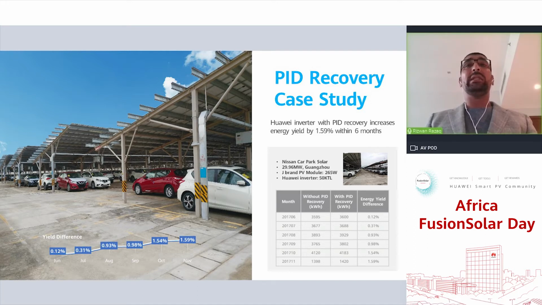So with the PID recovery function enabled on the PV system, in a particular case here in China, in a carport, this function was enabled, and you can see that there was a yield difference which is growing more and more as the months go on.